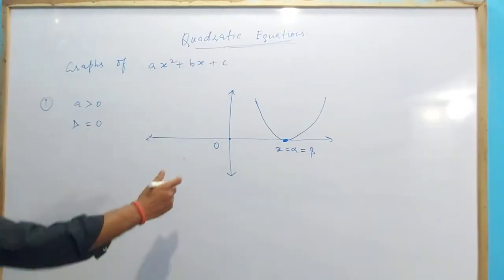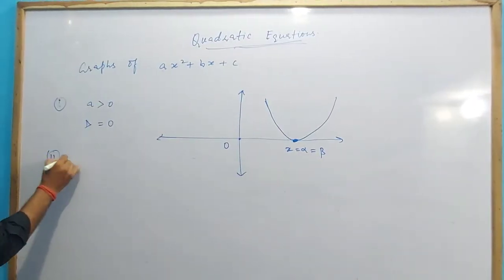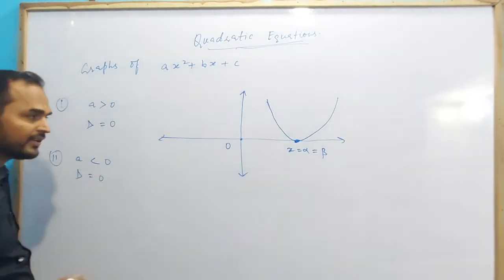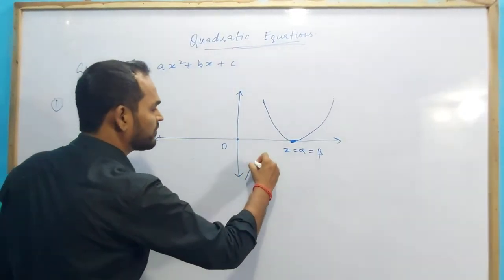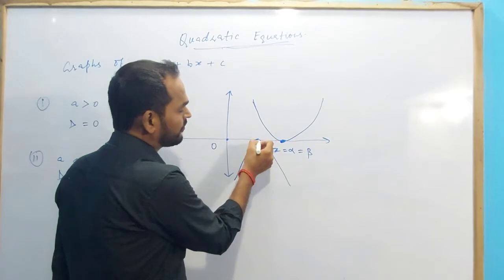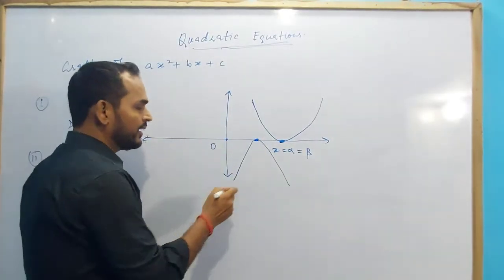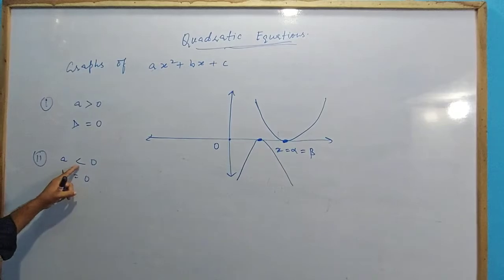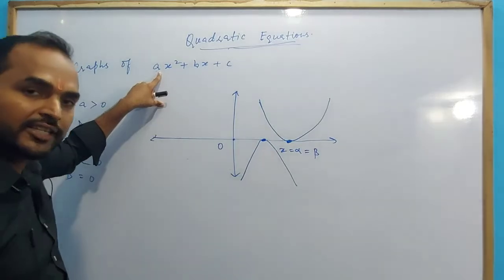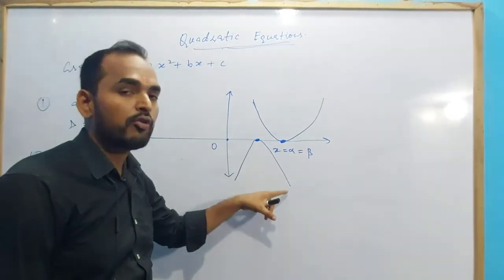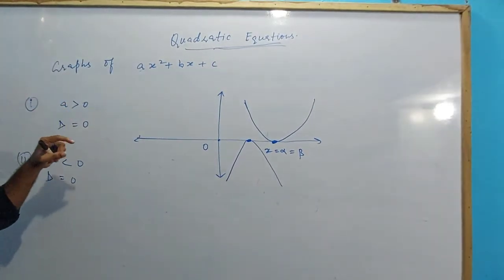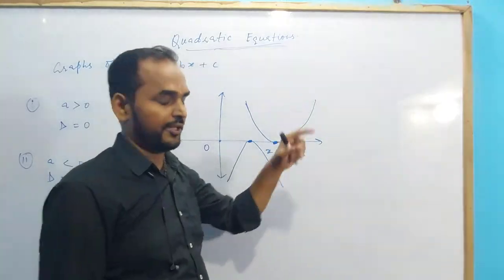Similarly, in the second scenario, when a is less than 0 but d equal to 0, what would happen? It will simply go downward parabolic and touch the x-axis. Only one root is here, or two roots you can say, but they are equal. But it will be downward parabolic because a is less than 0. So whenever a is negative, it means the coefficient of x square is negative, the graph will be downward parabolic. And whenever the coefficient of x square, it means a, is greater than 0, the graph will be upward parabolic.